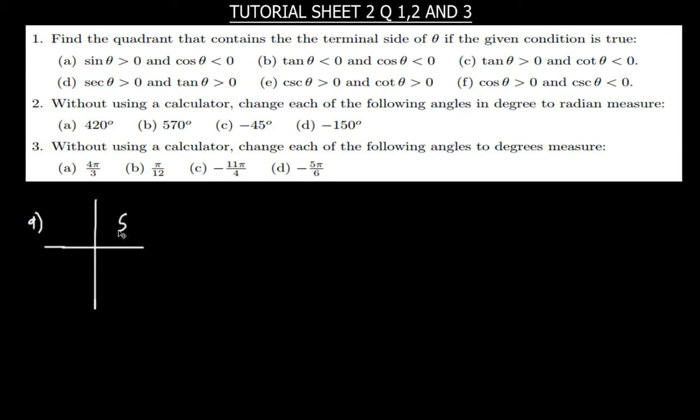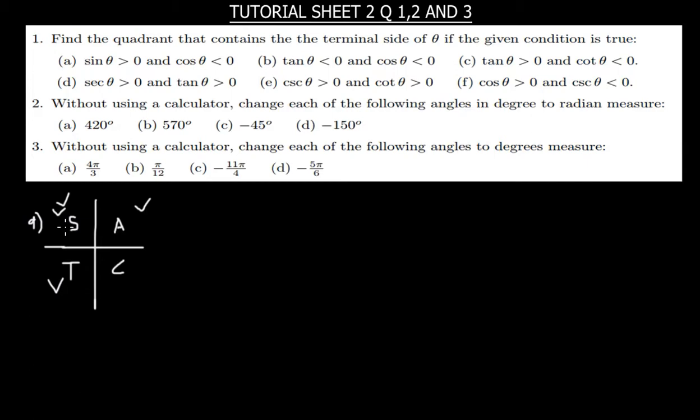They say, all soldiers take cover, or all students take coffee. I don't know how you master it. All soldiers take cover. So we know that sine theta is only greater than 0 in the first quadrant and in the second quadrant. And then cos theta is only less than 0 in the second quadrant and in the third quadrant.